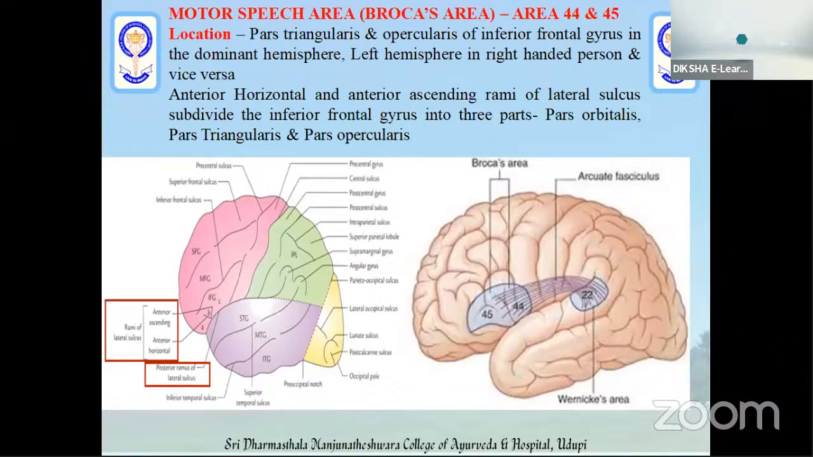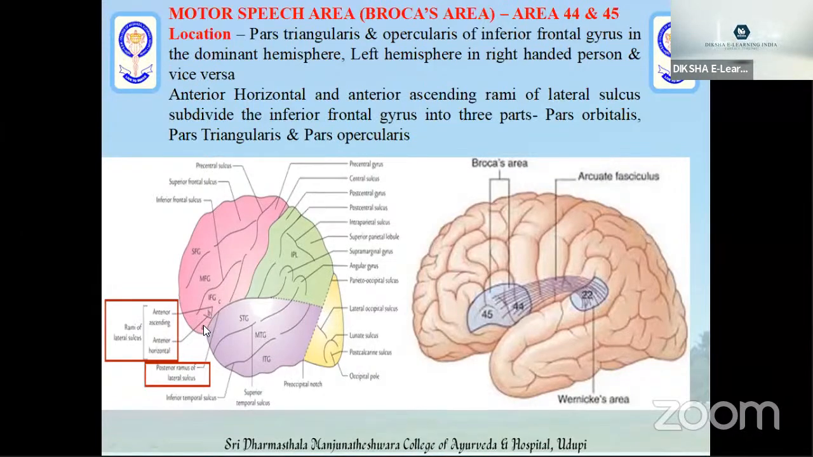What are the pars triangularis and pars opercularis? They are the areas located in the inferior frontal gyrus, which are made by the anterior horizontal and anterior ascending rami of the lateral sulcus. These rami subdivide the inferior frontal gyrus into three parts.